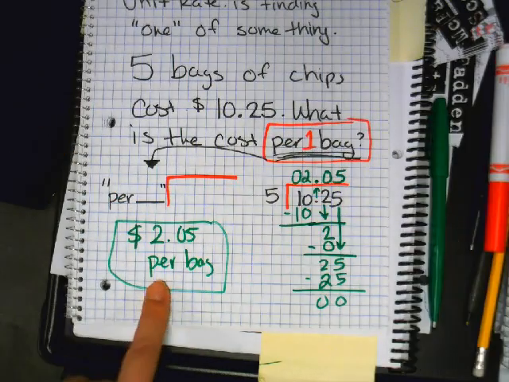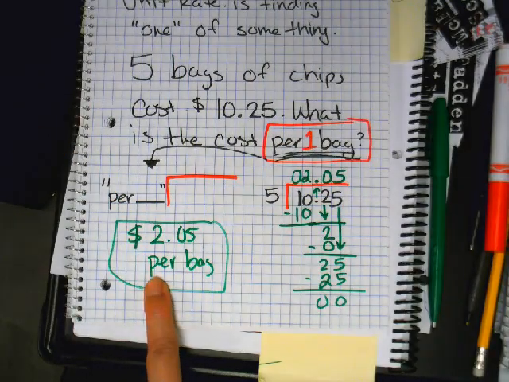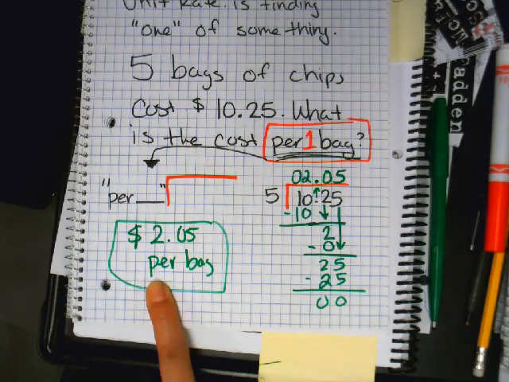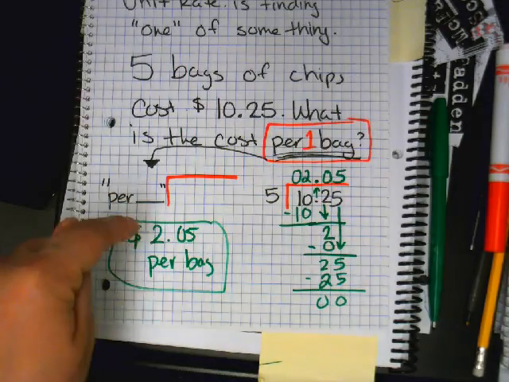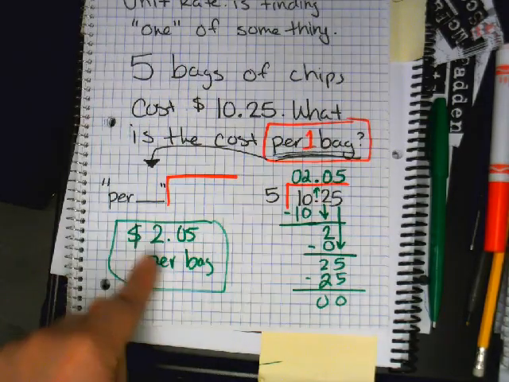This is how I want you, and I need you, to write your answer starting today for the next 2 weeks. You're not just going to tell me my answer is 2.05. You're going to have to put meaning behind your answers. And it's just a quick, simple, it's $2.05 per bag. And that's it.